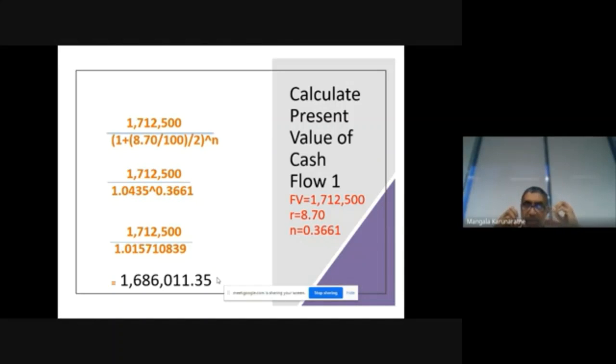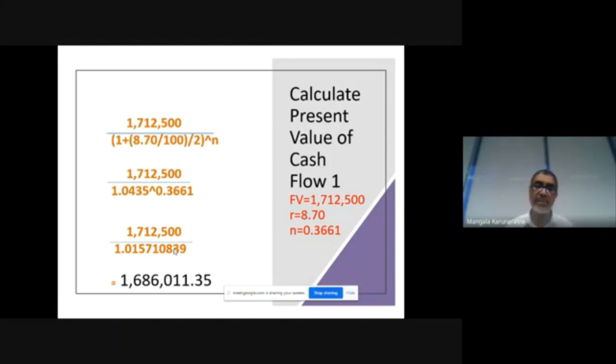So we need to calculate the present value of this future cash flow. We have calculated for cash flow 1, so we get this figure. Likewise, we calculate for cash flow 2, cash flow 3, and cash flow 4, and then add all these things, and then you arrive at the full price of the bond, right? So I will stop at this point.